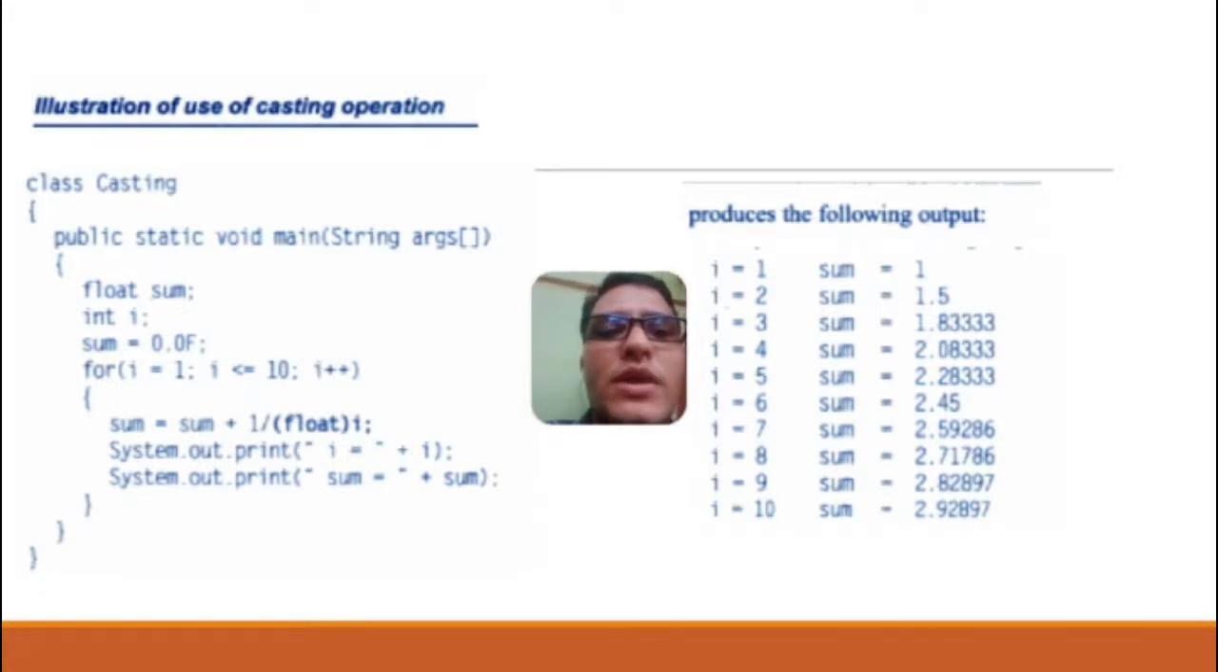Now the new value of I is 2, right? 1 by 2 here will give 0.5. But this is not possible in C and C++, whereas that condition will be fulfilled in Java. So 1 by 2.0 gives the result 0.5.